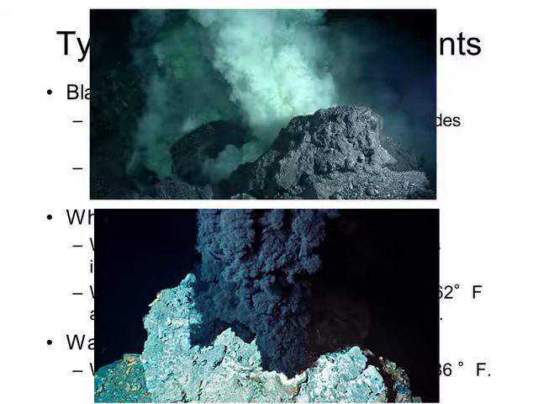You have the white smoker on the top and you have the black smoker on the bottom. I didn't have an image of the warm water vents for you, so unfortunately I don't have that image. But you can see the difference in the water that is coming out of the two different vents.